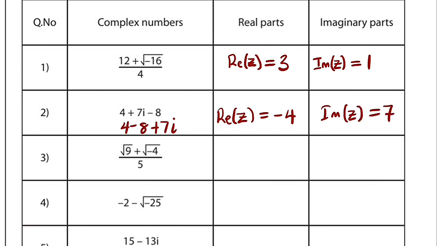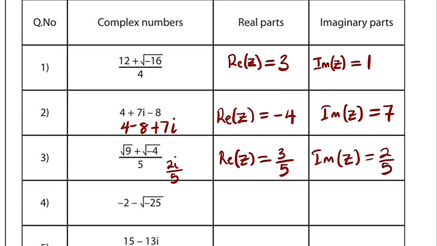Question number 3. We have the square root of 9 plus the square root of negative 4, all divided by 5. The real part will be the square root of 9 divided by 5, and the square root of 9 is 3, so 3 divided by 5. Therefore, the real part of this complex number is 3 divided by 5. Moving on to the other side, we have the square root of negative 4 divided by 5. The square root of negative 4, remember, is 2i, and we divide it by 5, which implies that the imaginary part, which is just the coefficient, is 2 divided by 5.